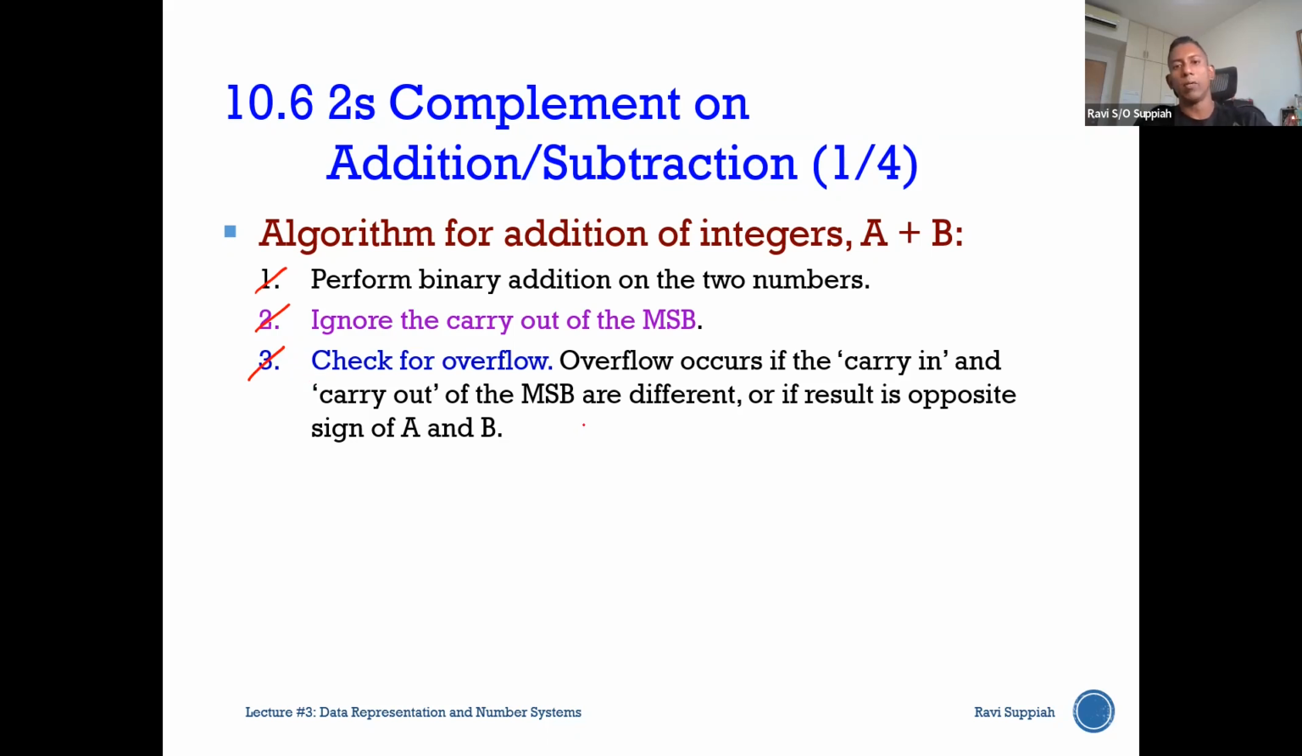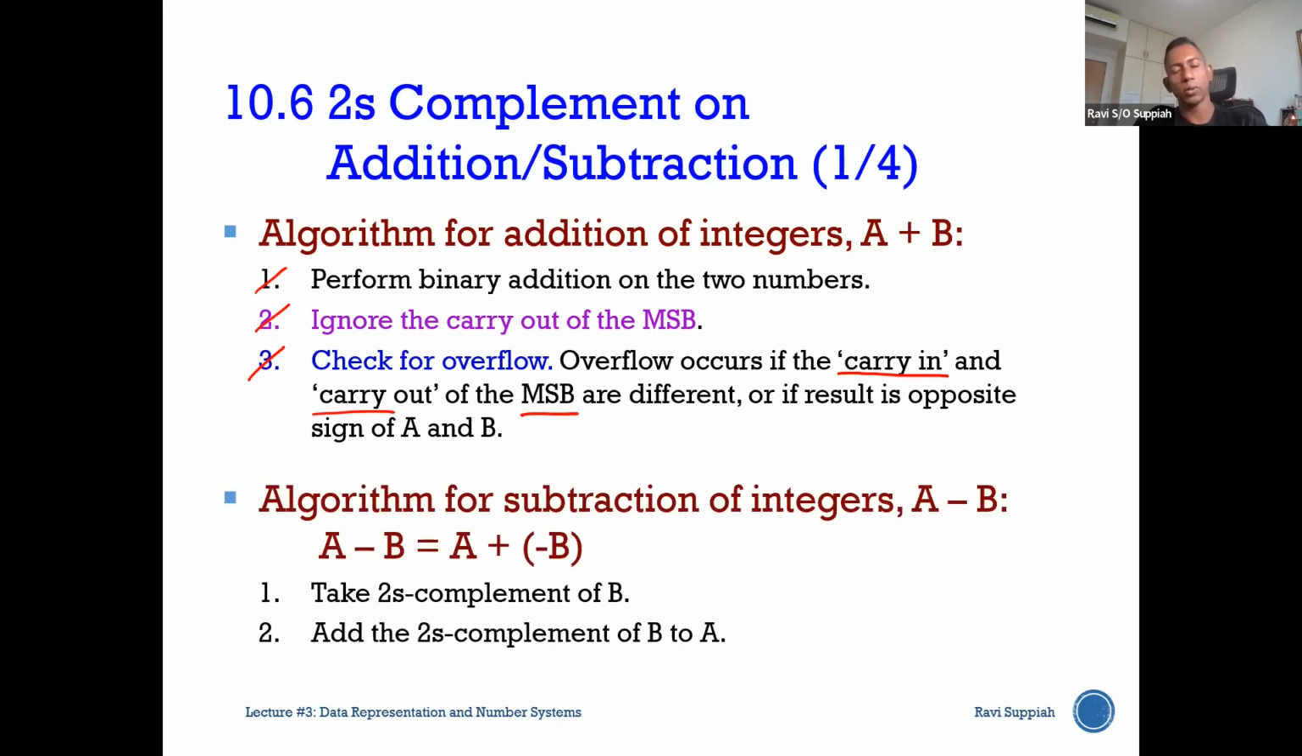So when do we say the answer doesn't make sense? For example, if I take 2 positive numbers and I add them together, but the answer is negative. Or if I take 2 negative numbers and add them together and the answer is positive. In both these cases, the answer doesn't make sense, so you can say it's an overflow condition. Another way to detect overflow is to check whether the carry in and carry out of the most significant bit are different. Let me show you.